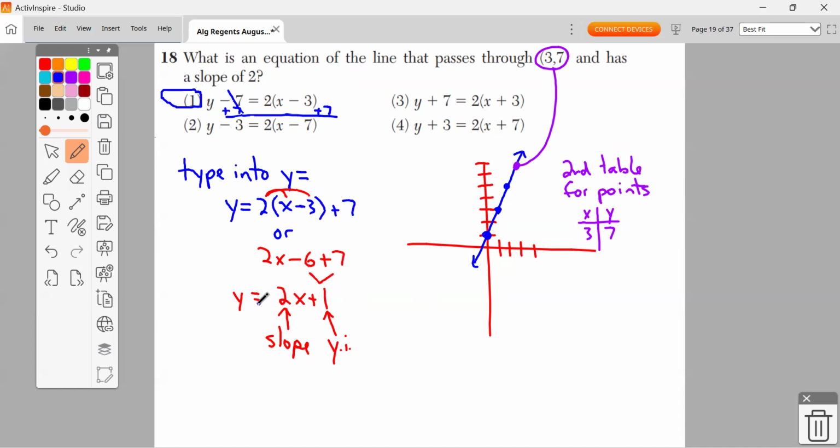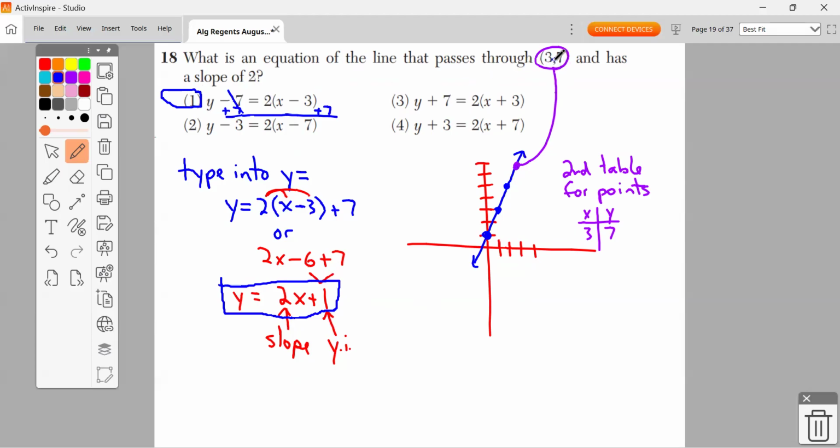-6 plus 7 is 1. Well, I end up with this as an equation, y equals 2x plus 1. The slope is the number that's in front of the x. Your y-intercept is your plus or minus after the x. So if I go to graph it, I'm starting off at 1 and I'm going up 2 over 1, up 2 over 1, up 2 over 1. And when I do that, I end up at 3, 7.